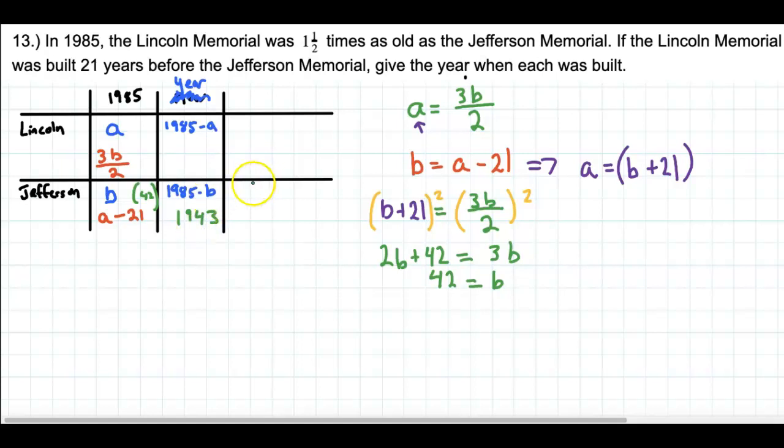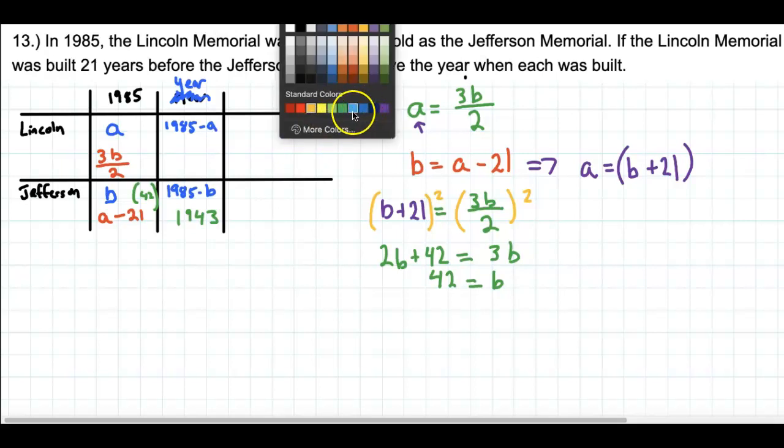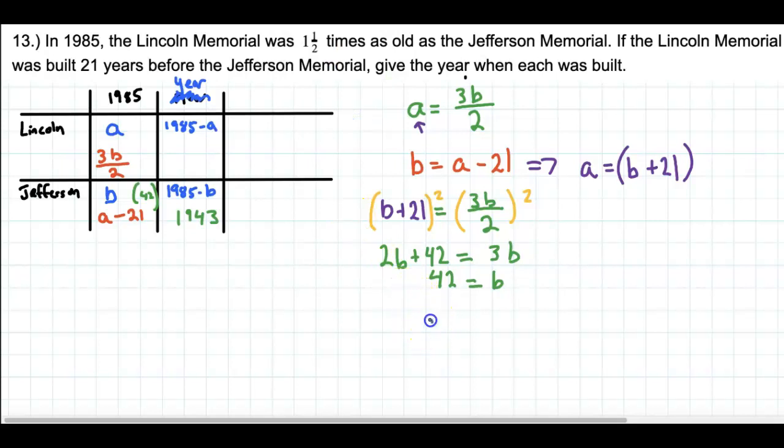Yeah, alright, so now for A, let's see. A is equal to 3B, which is 42, over 2, right? Which just cancels there at 21. So 21 times 3 is 63, right? So A equals 63. So 1985 minus 63 is 1922.